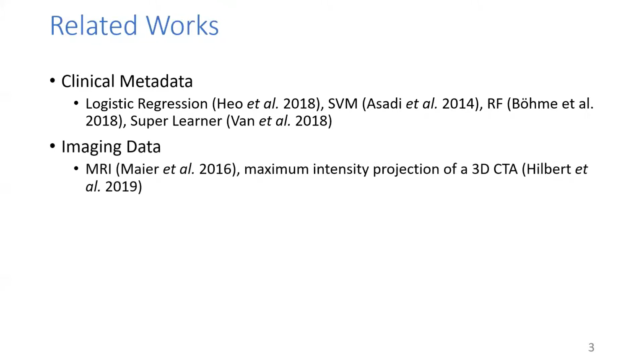There are a few works that have applied deep learning on only imaging information. For example, Meyer et al. used MRI scans from the ISLES challenge to predict stroke treatment outcome. And recently, Hilbert et al. utilized a maximum intensity projection of 3D CTA to predict thrombectomy treatment outcome by using a ResNet model.